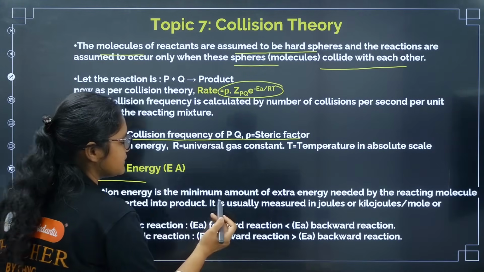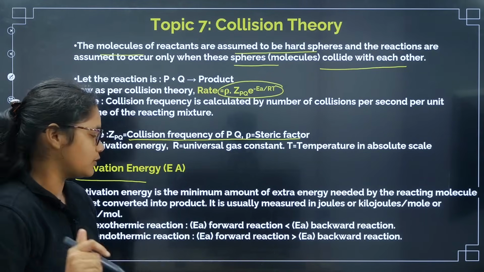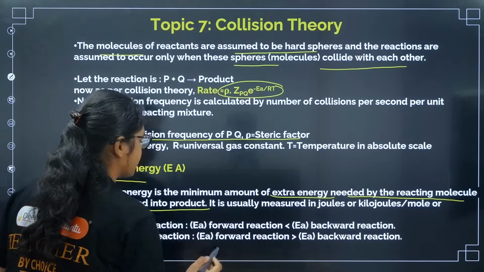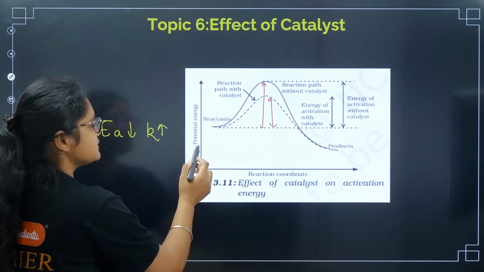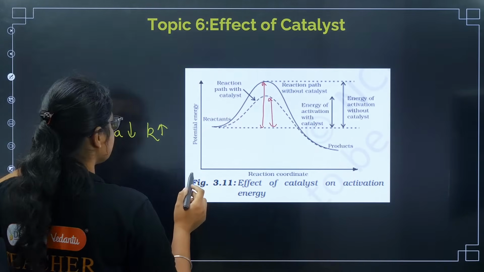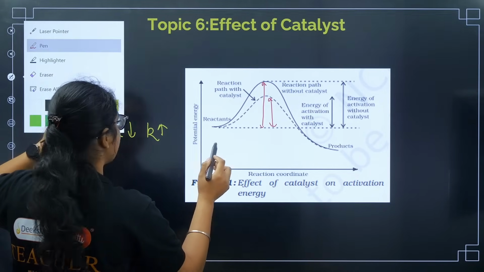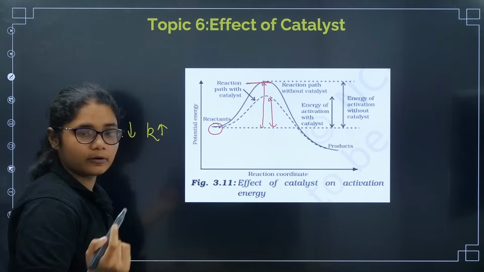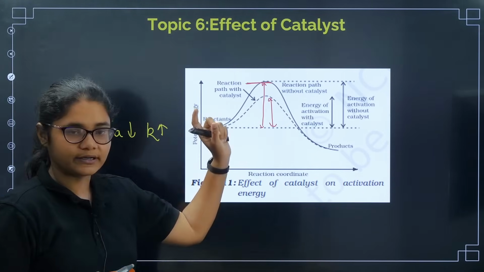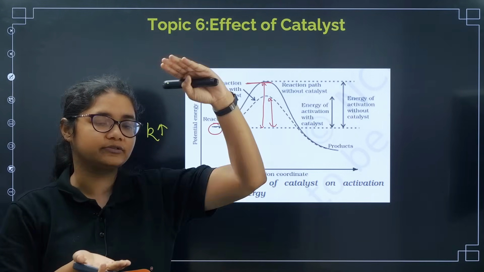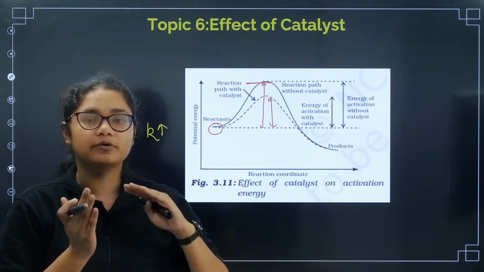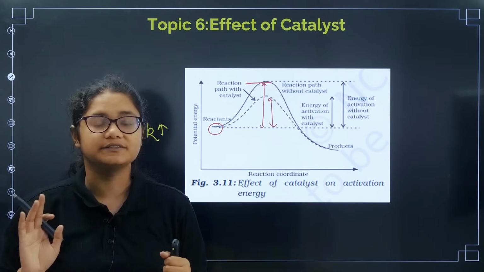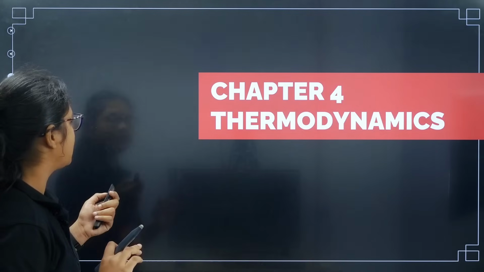Now this is important. Activation energy, I told you, is the minimum extra energy that is required for the reacting molecule to get converted into product. If you see here, this is the energy of the reactant. After getting this energy, the reactant will start forming products. This is called your threshold energy. So the energy required to make the reactants reach the threshold energy from the reactant energy is called your activation energy.